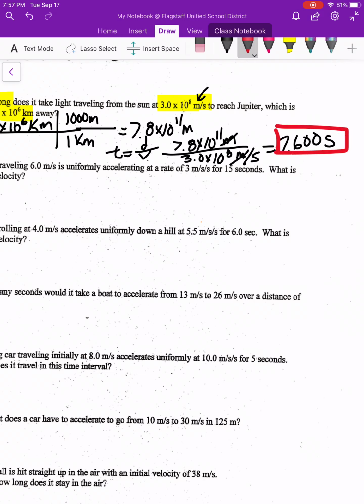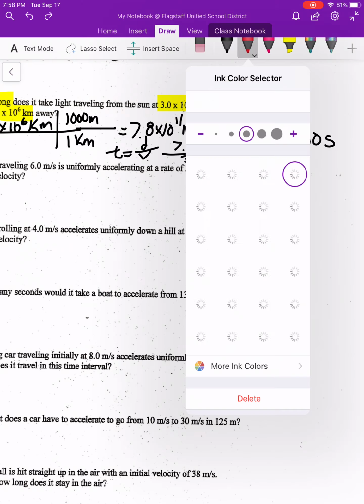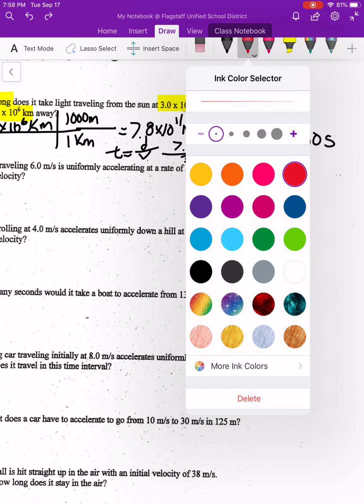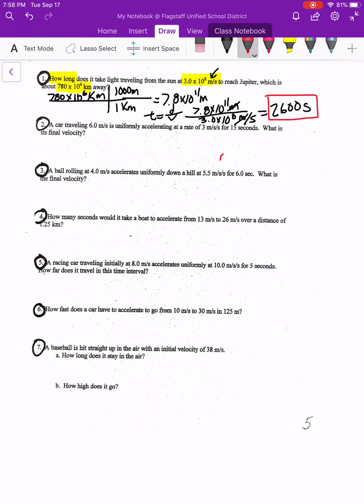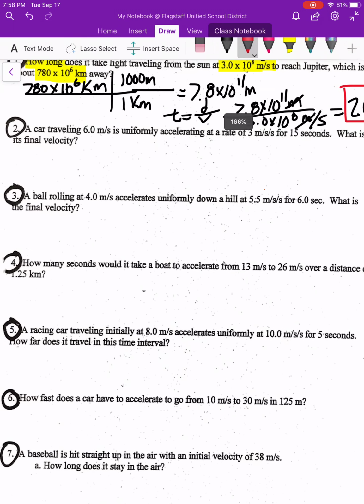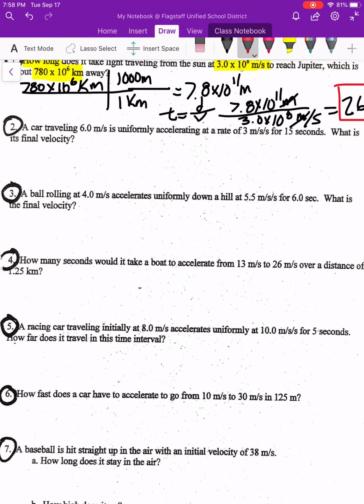And once we get an answer, we should always box it. Let me go back on that one and use a little bit lighter brush stroke. Maybe this one. There we go. That's better. Moving on to problem number 2 now. A car traveling at 6 meters per second is uniformly accelerating at a rate of 3 meters per second squared for 15 seconds. What is its final velocity?